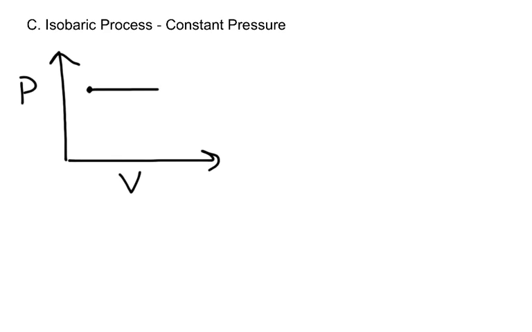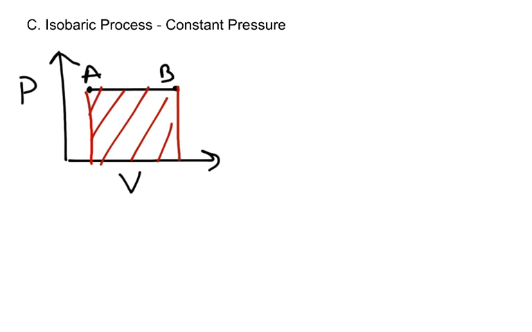The third thermodynamic process is called an isobaric process, which means constant pressure. A PV diagram here shows some sort of horizontal line. So let's see, between steps A and B, we have a constant pressure. The work done in this case is still the area under that line, or we can say the work is equal to the negative constant pressure value multiplied by the change in volume between points A and B.